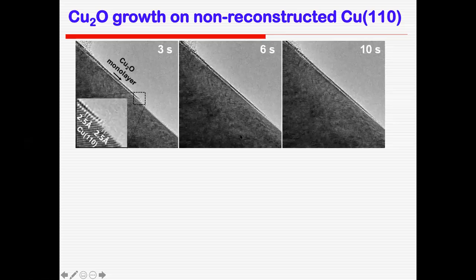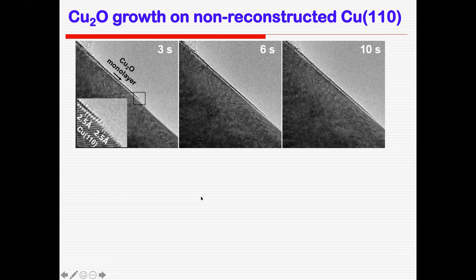This is a snapshot of the TEM images from the video. Here we have a small layer of Cu2O, and this is the oxidized surface, and this is the unoxidized surface area. If you look more carefully at the unoxidized region, the lattice spacing is 2.5 angstrom. This corresponds to the pristine copper 110 surface. This means the surface does not reconstruct to form some chemisorbed phase.